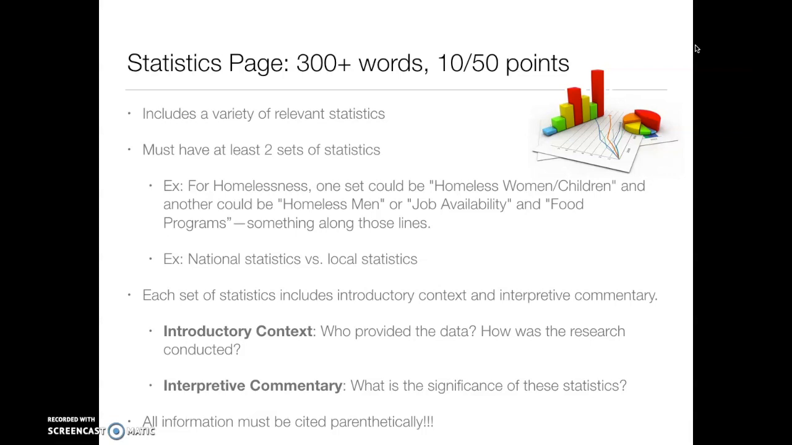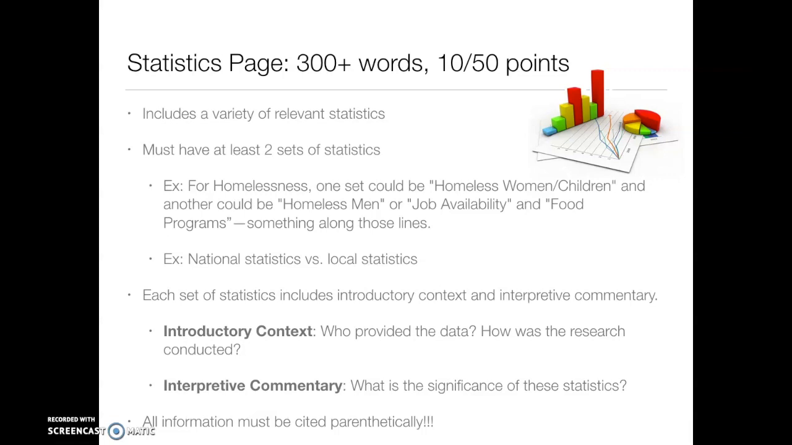This is the important part though, and this is probably where your word count comes in. Each set of statistics has to include introductory context and interpretive commentary. So this is where you are commenting on the statistics. So look at the introductory context part. It says, who provided the data and how was the research conducted? This is giving context for why I should actually trust the reliability of these statistics, right? Where are these statistics coming from? Who is making these statistics? Who is doing this research?